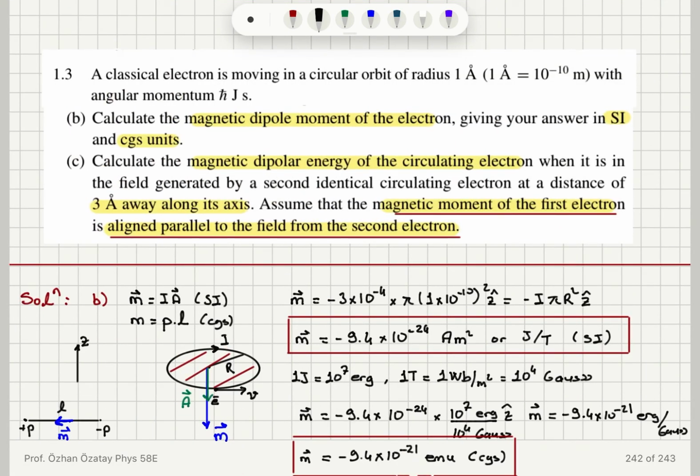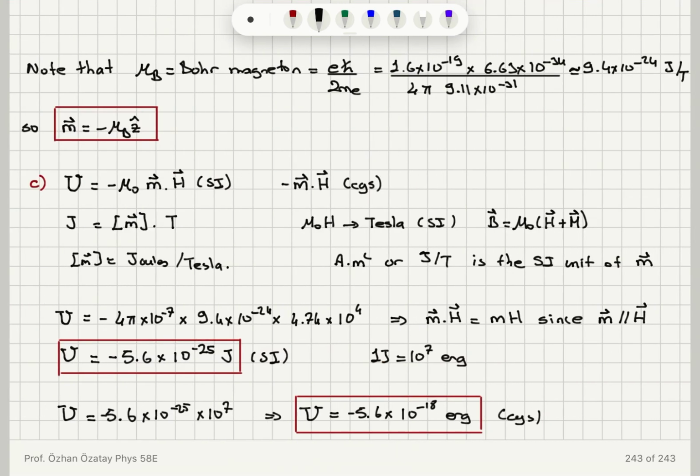So 1 joule is 10 to 7 ergs, 1 Tesla is 10 to 4 Gauss, converting to CGS units here. If I substitute these, I find that it's minus 9.4 10 to minus 21 EMU. EMU is the unit of magnetic dipole moment in CGS, which is ergs per Gauss. And I noticed that it is exactly equal to a Bohr magneton.